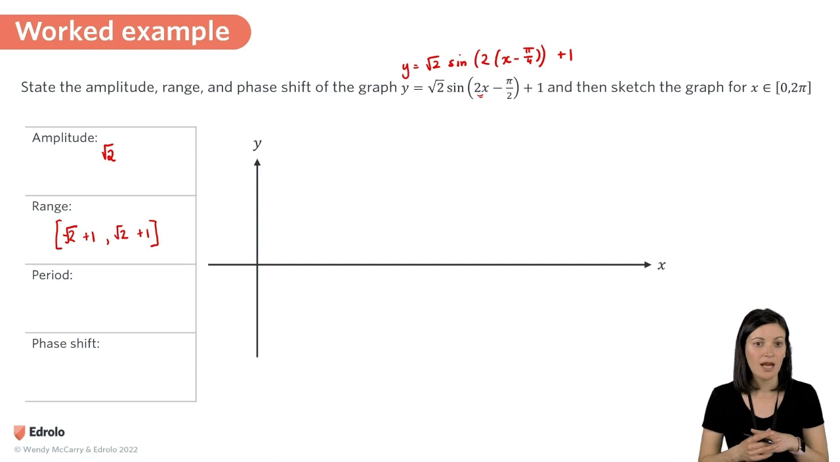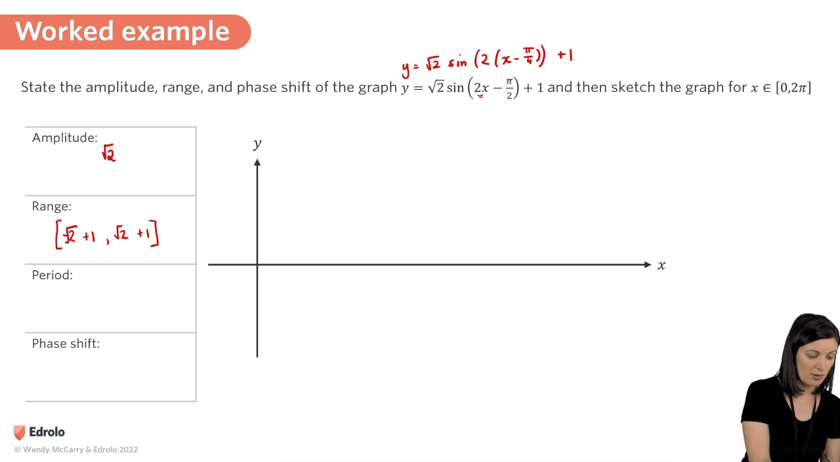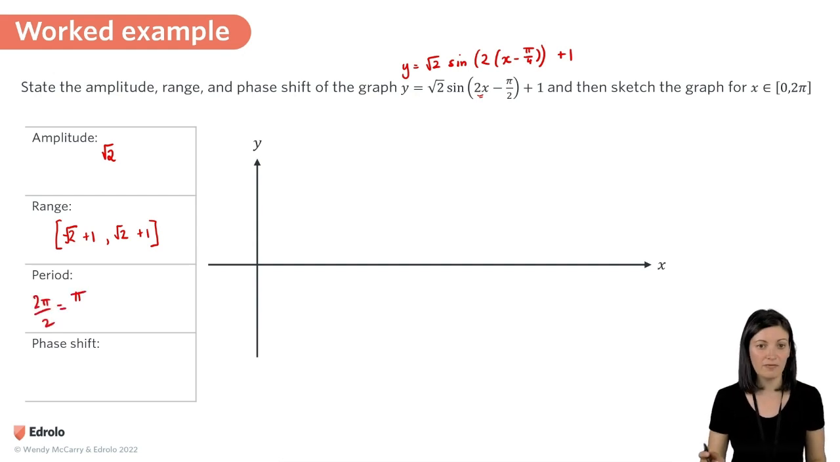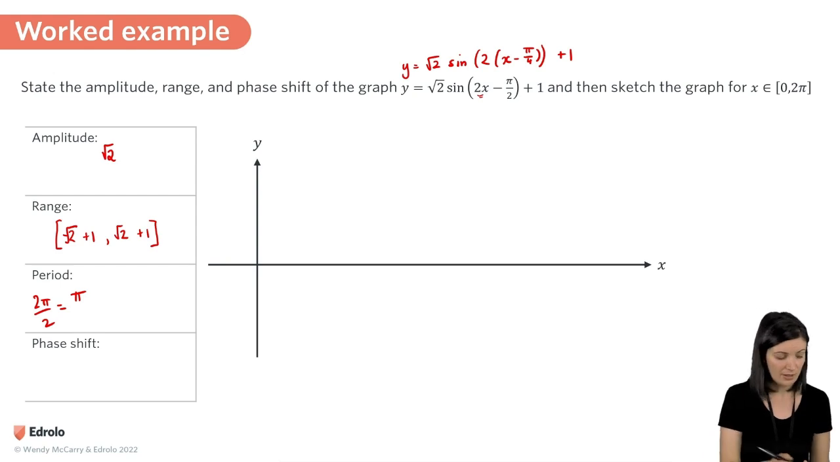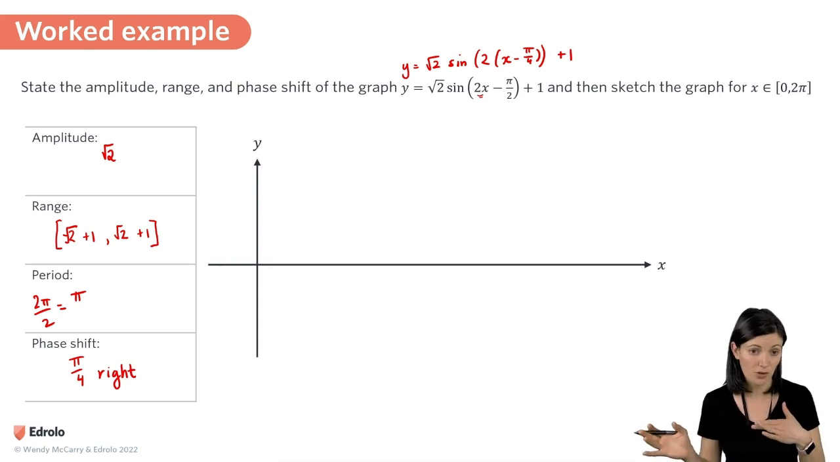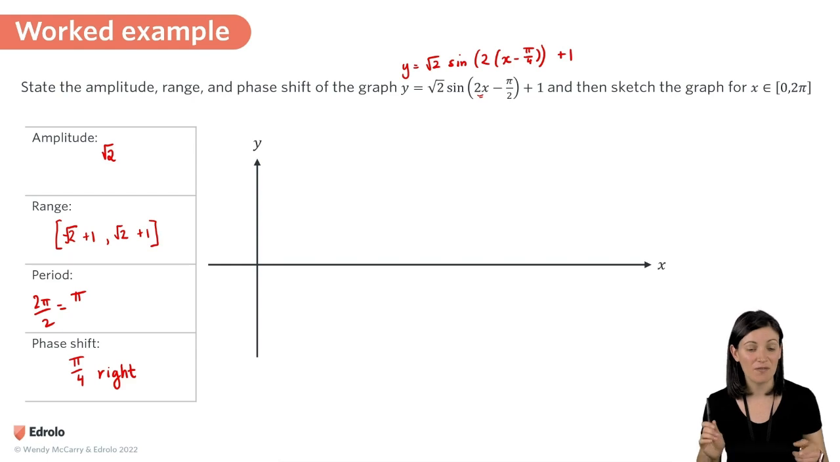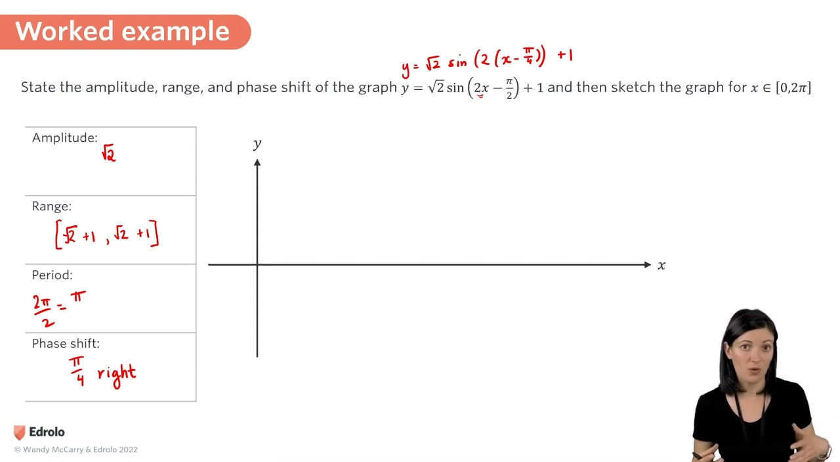The period of my graph is 2 pi divided by 2, so pi. And I've got a phase shift of pi on 4 to the right. I'm going to show you how to do this in stages because that's how I like doing it. If you think you can do it all at once, go for it. I'm going to do it first without any translations. Then I'm going to add in my horizontal translation. And then finally, I'm going to add in the vertical translation.